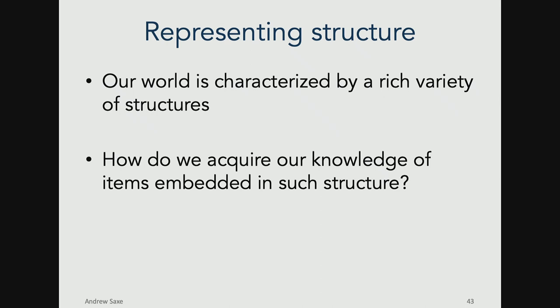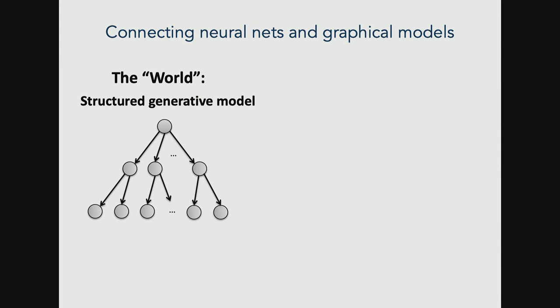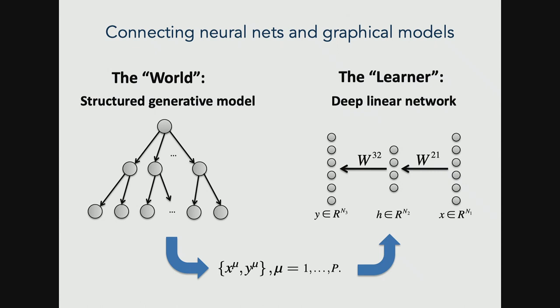To investigate this, I'm going to do a very simple procedure. I'm going to say, suppose that the world is a structured generative model that comes from some underlying abstract form. So it could be a hierarchy, or it could be some other kind of structure. And then from that generative model, I could sample a set of data, and then I could feed that data to my deep linear network. And the important thing here is, because we know the dynamics of the deep linear network, if you can analytically calculate the singular values and vectors that arise from this generation process, you have an analytic link between the environmental structure and the learning dynamics in the system.